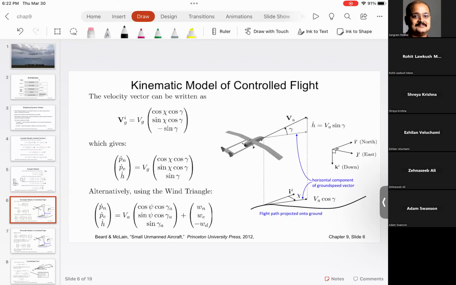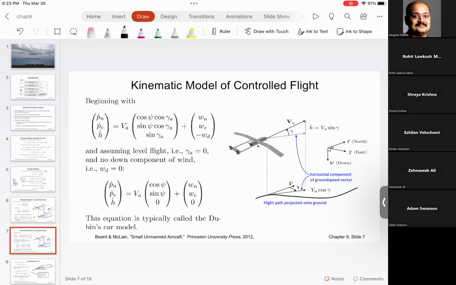If you were to add the wind triangle, the wind in the north direction, east direction, and down direction, you get the equations for Pn dot, Pe dot, and H dot. Again, please understand, all these values are in the inertial frame, or fixed frame. So you have this frame that is fixed, and what we have are the velocities in the north, east, and down directions.